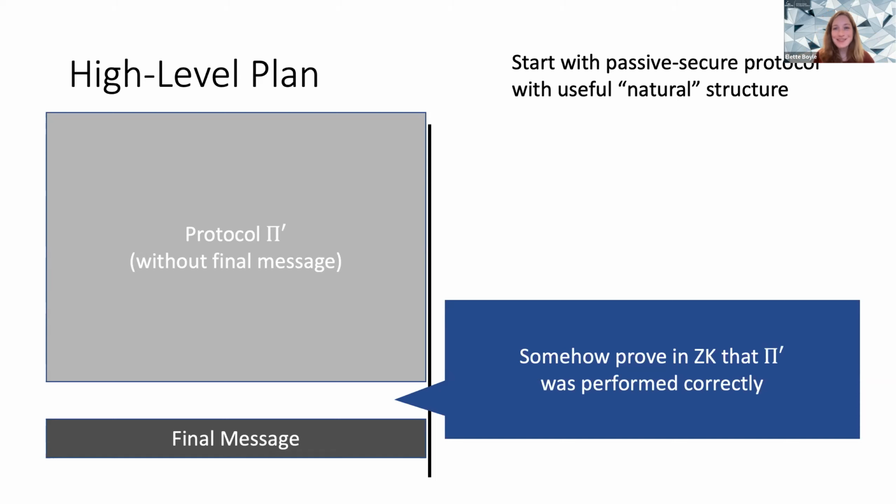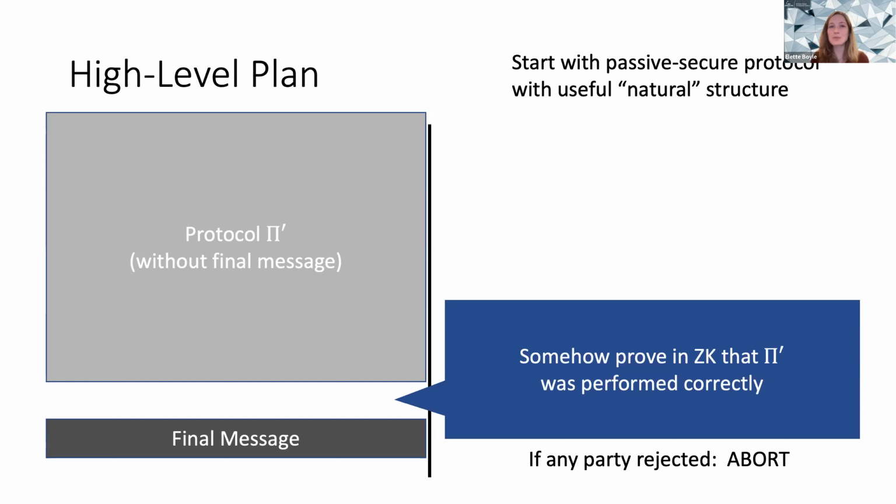Okay, so given this structure, perhaps it's very natural that what we really want to do here is squeeze in an extra phase in between these two parts to somehow prove in zero knowledge that pi prime was performed correctly. Okay, so if it was performed correctly, then it's going to be safe to exchange this final message. And if not, then you'll get caught. Hopefully this is the goal. And if any party rejects from this proof, then you'll simply abort the protocol.